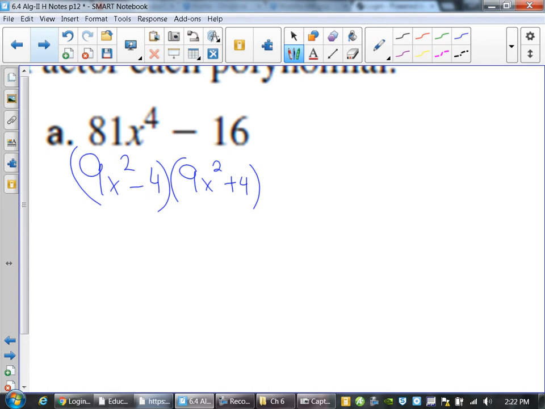Can I go any further? With the first one, good. What does the first one break out to be? 3x plus 4, thank you. I can't do that on the other side because of why? Because it's a plus. Okay.